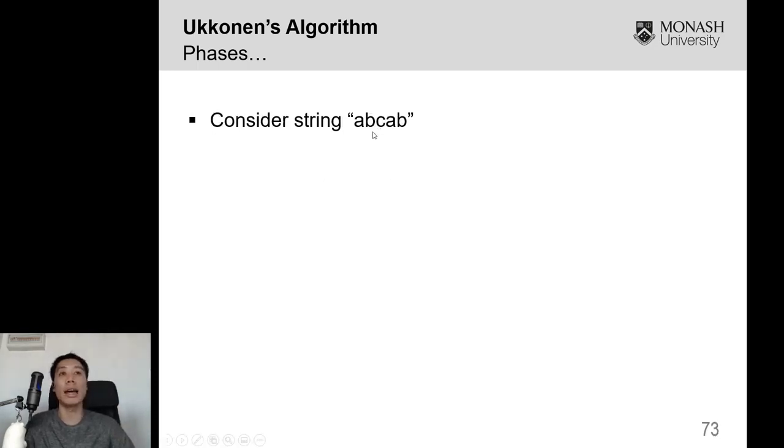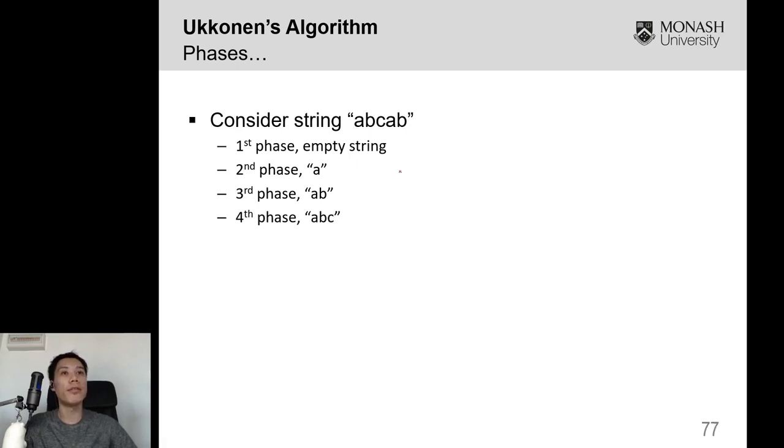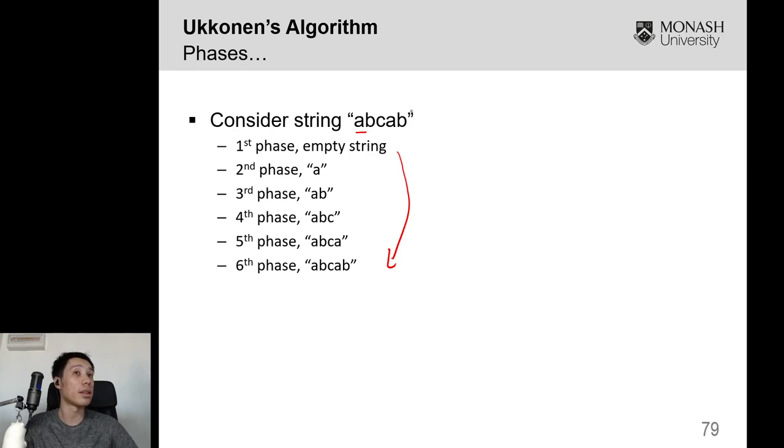So if we were to look at our example here, A, B, C, A, B, the first phase will be an empty string, which is what you see here. My second phase will be here, only A. My third phase will be here, A, B. Fourth phase will be A, B, C. Fifth phase will be A, B, C, A. Sixth phase will be A, B, C, A, B. So if you notice, as our phase increases, the length which we are processing actually increases.